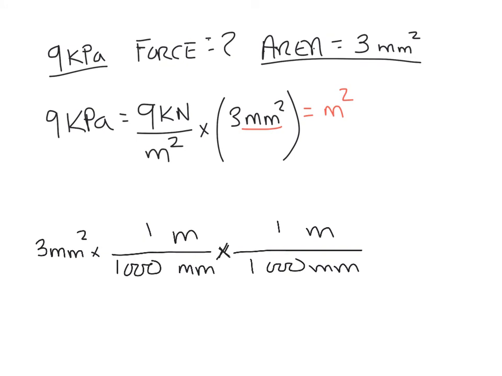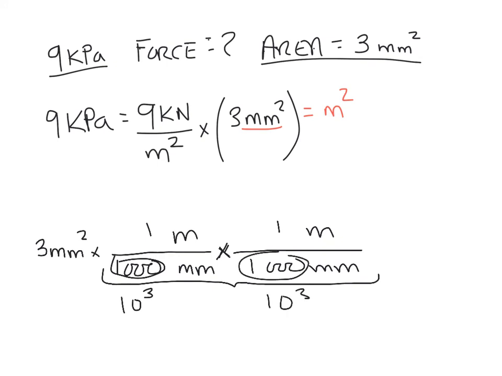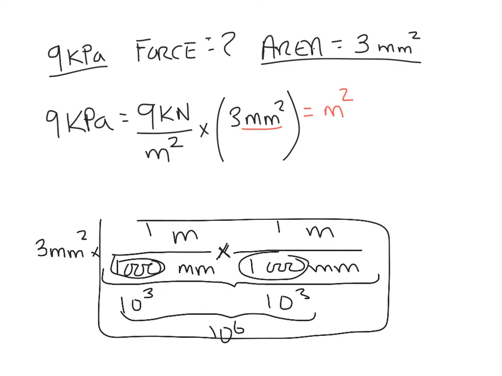Now, if you understand this concept, you don't need to go through this entire process. If you know that this equals 10 to the third, and this equals 10 to the third, then they combine to 10 to the sixth. So 1 over 10 to the sixth equals 10 to the negative 6. So I could just take this 10 to the negative 6 up here.